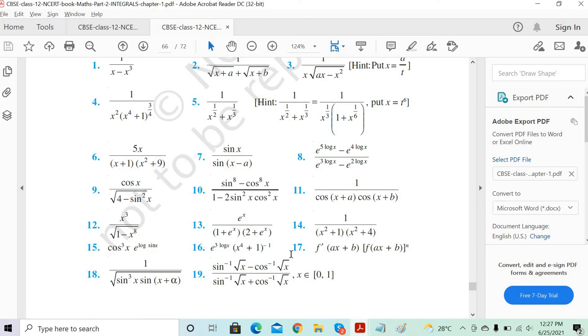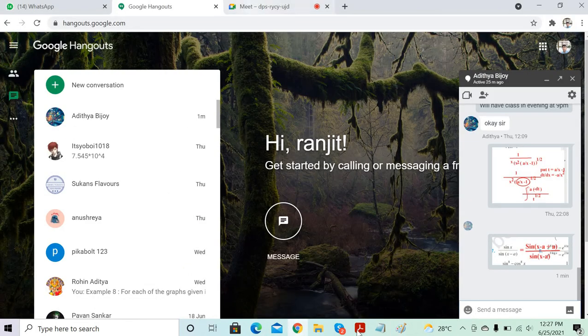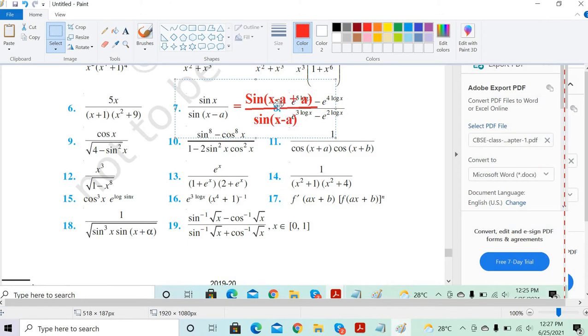Sir, I don't understand how to do that x minus a plus a thing. You can apply the sin a plus b formula. Not clear? I'll explain to you. You group x minus a as a and group small a as b. So sin a plus b formula is sin a cos b plus cos a sin b. Okay, sir, I got it. Then separate the numerator as a fraction, then the denominator sin x minus a will get cancelled. Correct, no? Then you can do that.